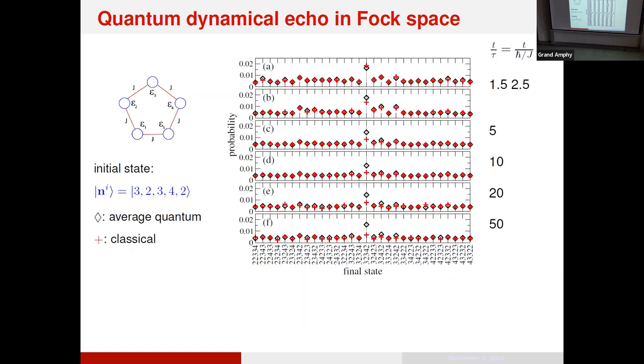Now I flip this. So we had our initial state. This is the probability. The different panels are for different time steps. Initially, after one step in units of J, the hopping, classical results are these red crosses here, and quantum averaged over disorder are these diamonds here. At the beginning, both are up here because the time is too short to diffuse away even classically.